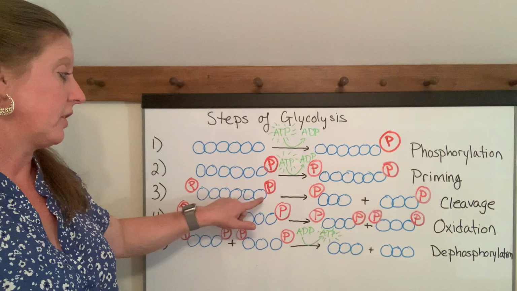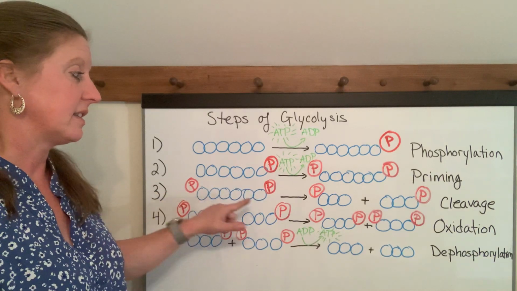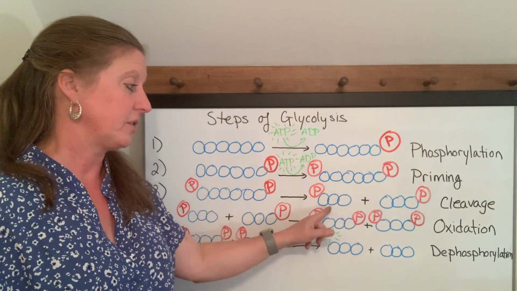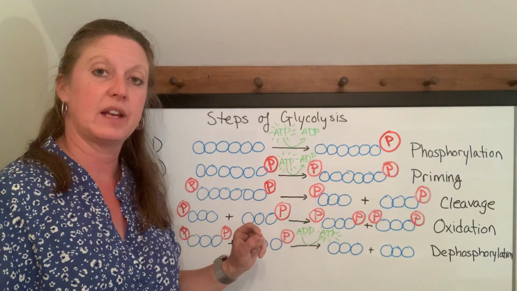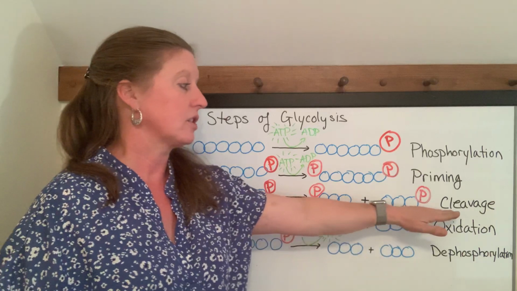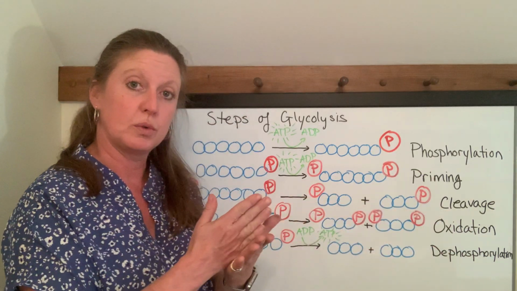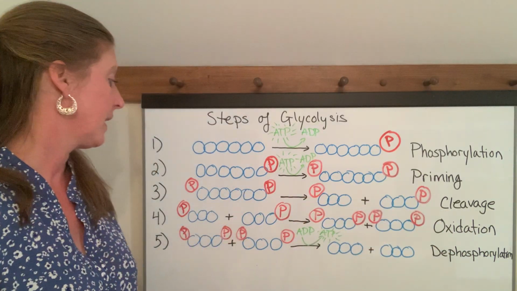This glucose molecule with the phosphates on either end is now split in half. So now we have 2 3-carbon molecules. Each one has a phosphate on the end. This is called cleavage. Cleavage means to separate or to break in half.